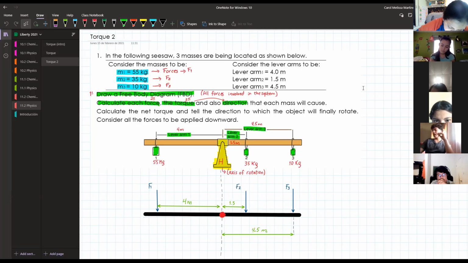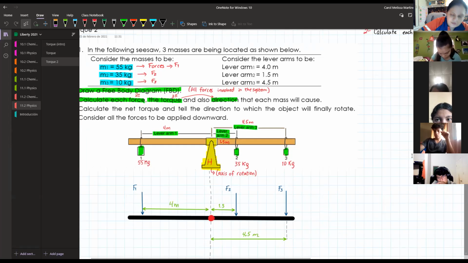So the step 2, wait, do you listen to me? Yes, miss. Okay, wait. Is it that I have a problem with my connection? Ah, there it is. So in the second step, it says calculate each force.